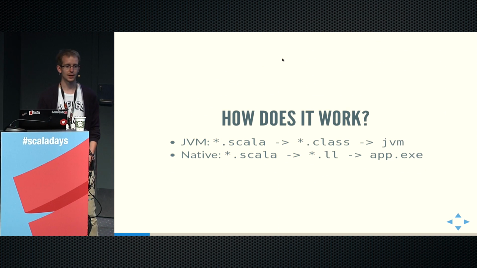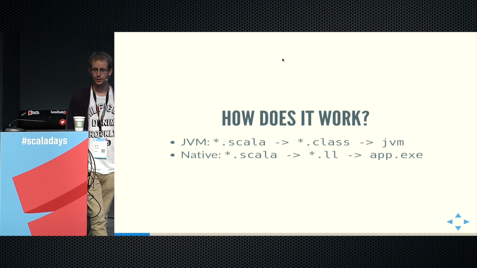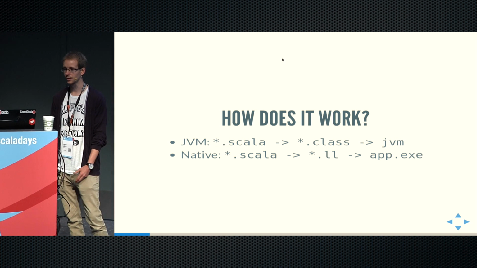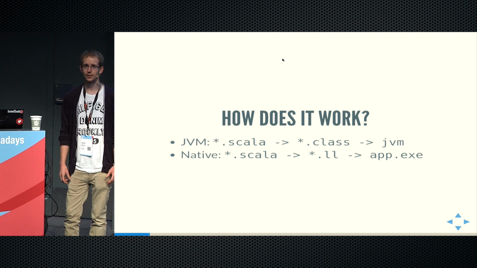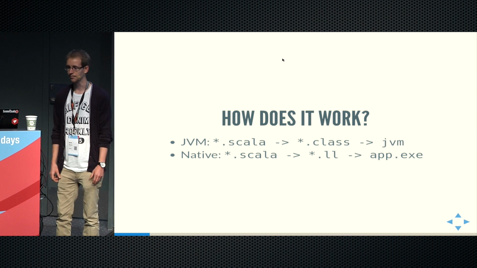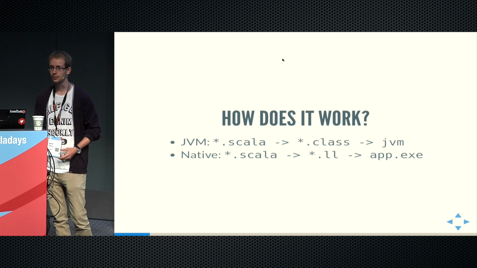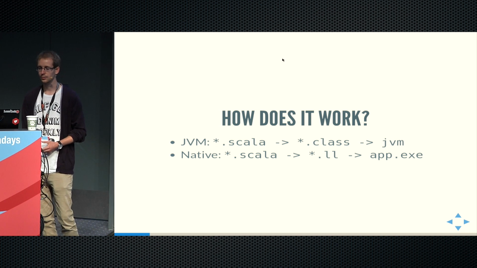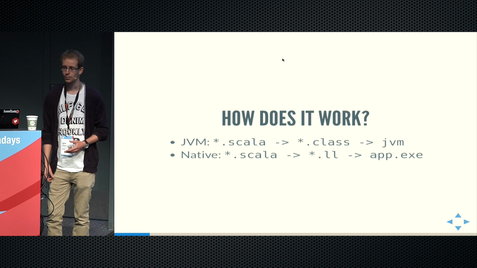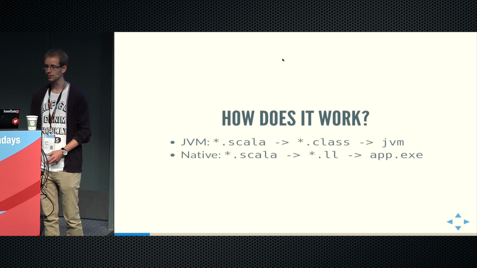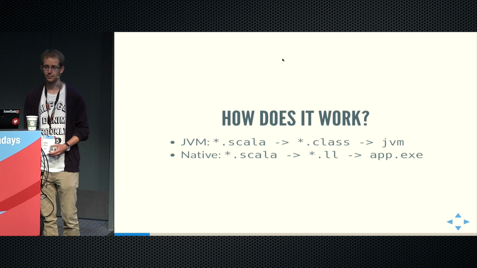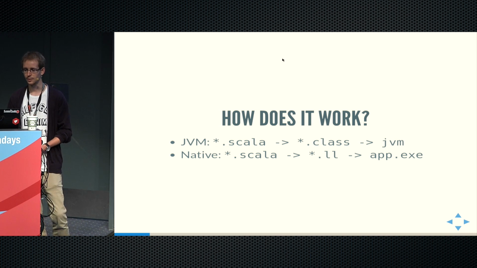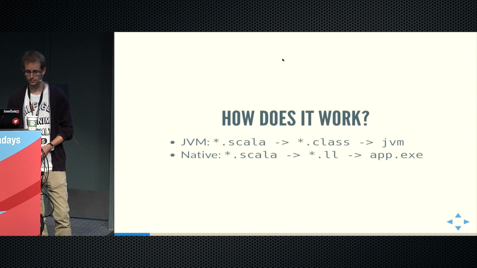So, in a few words, how does it work? You probably know that on the JVM, you use scalac to generate class files from your Scala source code, and then those class files are going to be interpreted by the JVM. On native, we still use scalac to compile your Scala source files, but we also emit our own representation of the program. We work on it a little bit, we optimize the code and so on, and then we convert it to LLVM's representation in LL files.